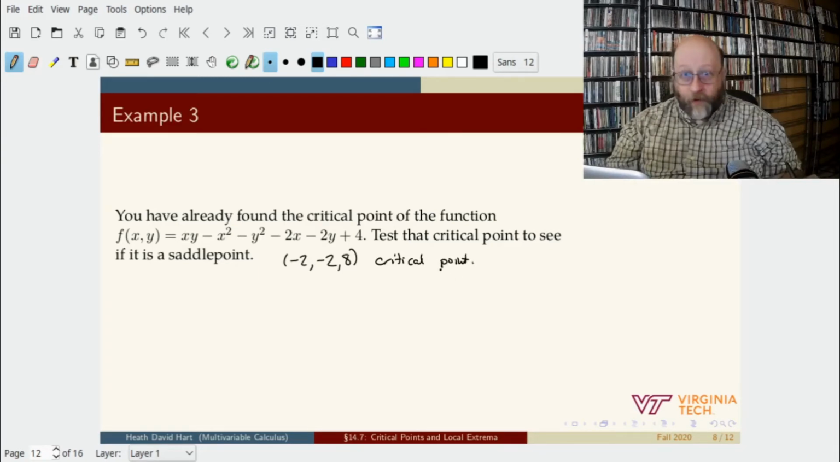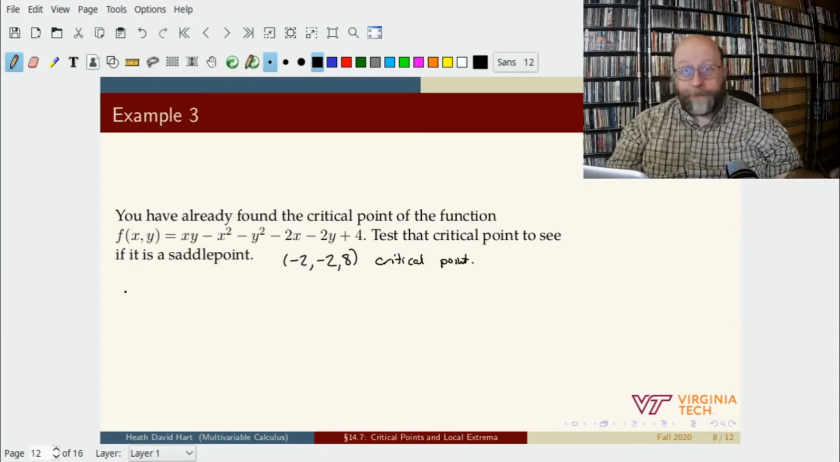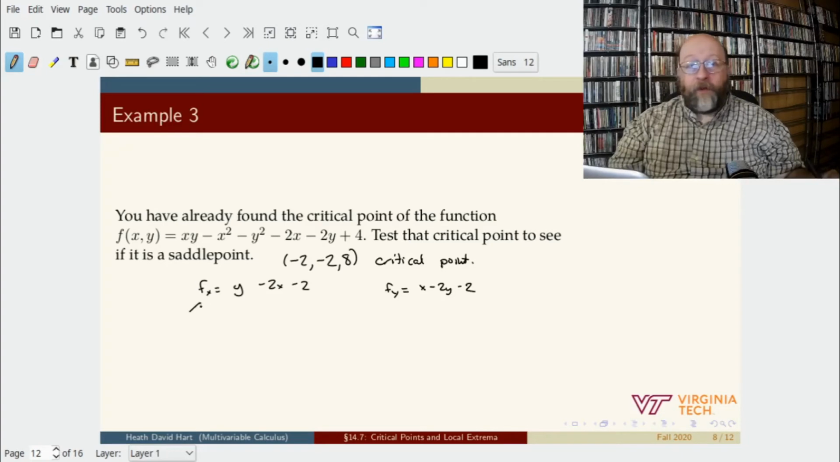What we want to do now is test this critical point to see if it's a saddle point. So we need some partial derivatives. The partial derivative in the x direction, we did this before, was y minus 2x minus 2. The partial derivative in the y direction was x minus 2y minus 2. If we do the partial derivatives again, the partial derivative of x with respect to x is -2.